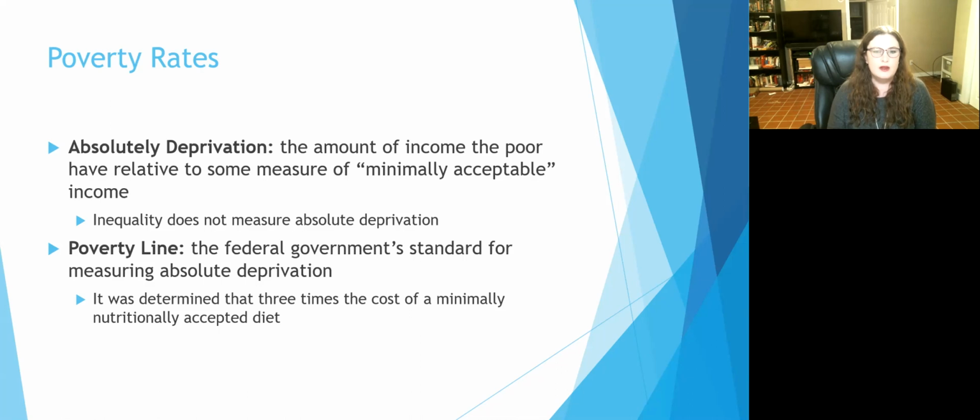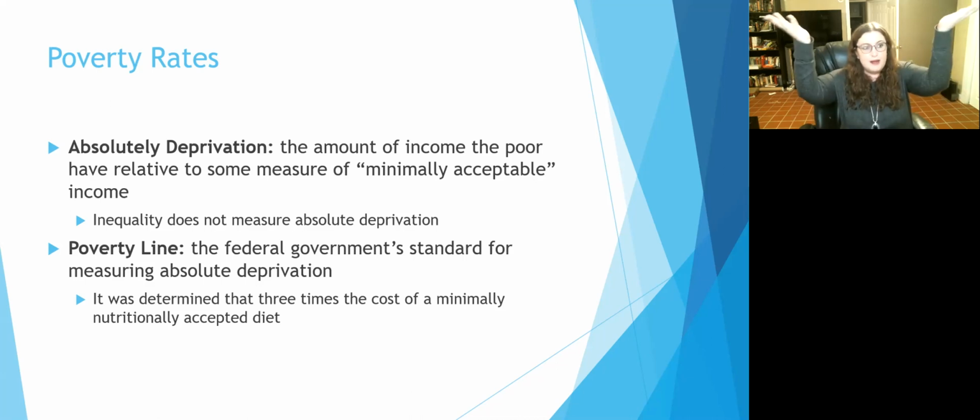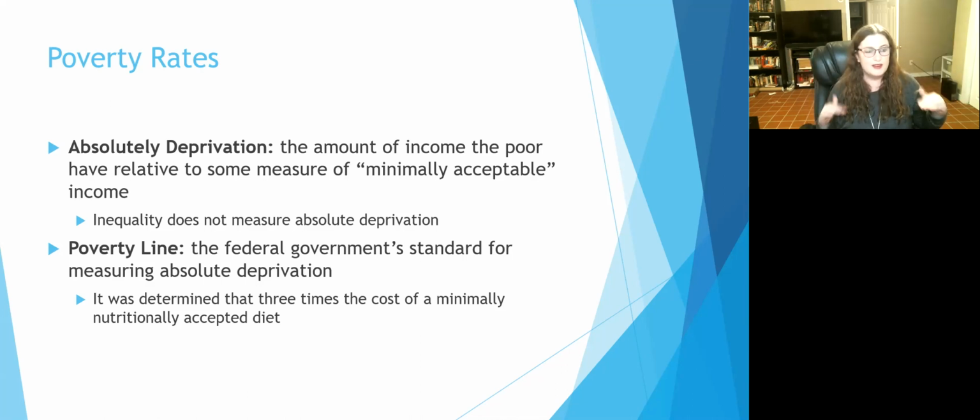Now, inequality doesn't necessarily measure this absolute deprivation, right? If I'm telling you that we have lots of inequality, well, we don't know if people are under this minimal acceptable income. It could be that we have a lot of inequality, but everybody's above the minimally acceptable income. Or it could be that we have a lot of inequality, but everybody's below the minimally acceptable income, and they're all very, very poor, and there's just a lot of inequality among the poor. So we need to figure out what the poverty rates are to figure out where that line is and what proportion of people are above a minimally acceptable income level.